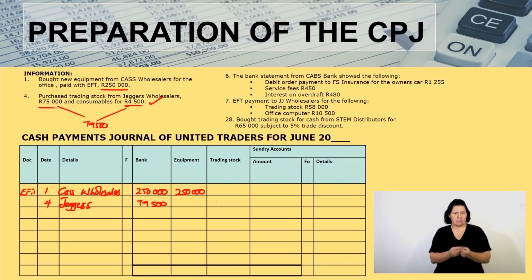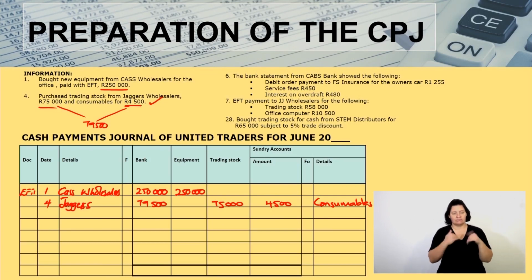But the 75,000 is for trading stock. So I'm going to come to trading stock, 75,000. And the difference, the 4,500, they say it is for consumables. So I bring it to the sundry accounts, 4,500 consumables. Consumables in the sundry accounts.